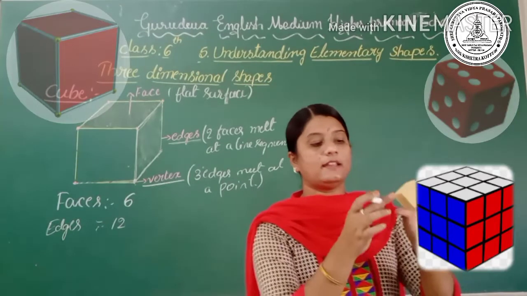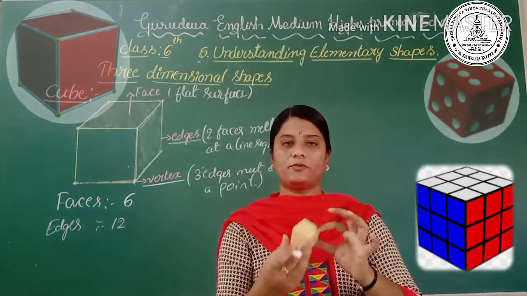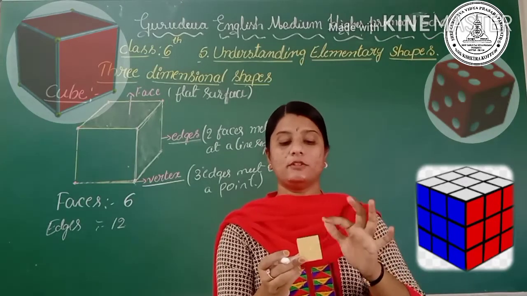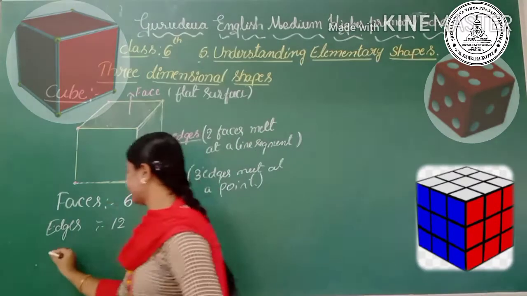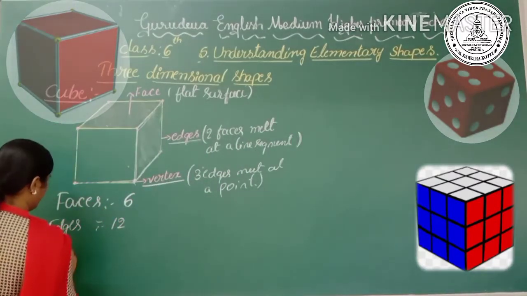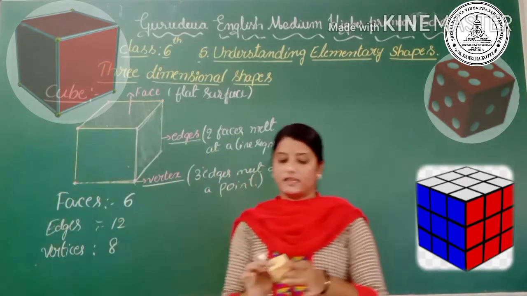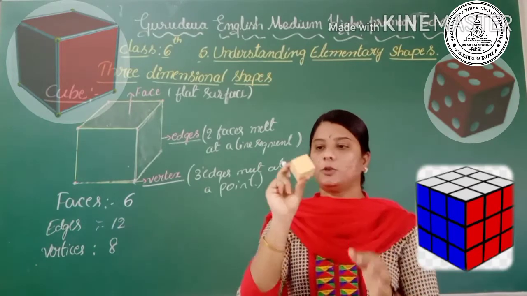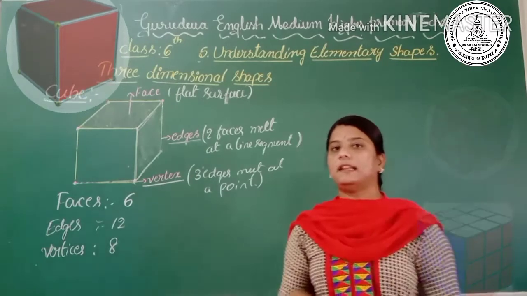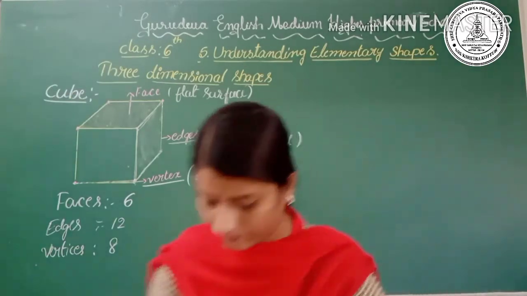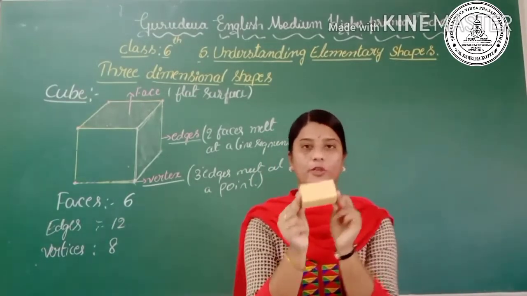Then how many vertices are there here? See here, 1, 2, 3, 4. So it has 4 vertices here and here 1, 2, 3, 4. Totally 4 plus 4 is 8 vertices. So a cube has 6 faces, 12 edges and 8 vertices. Then let's see the other shape, which is a cuboid.